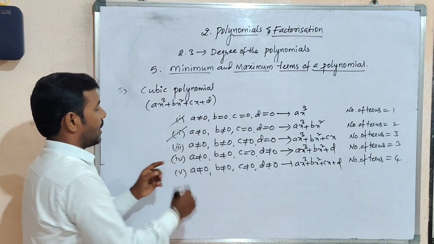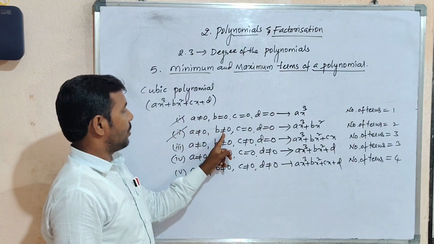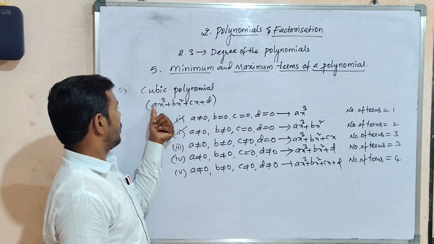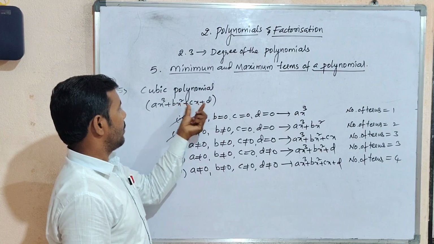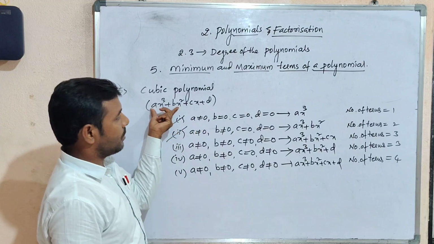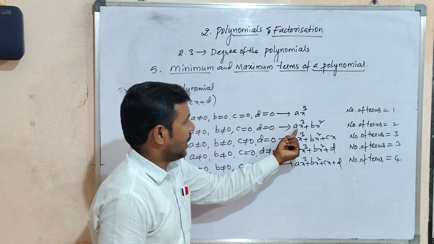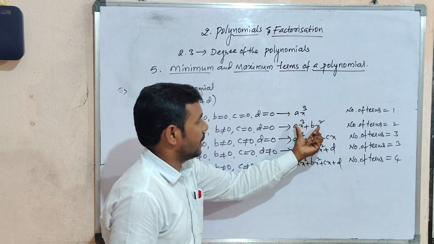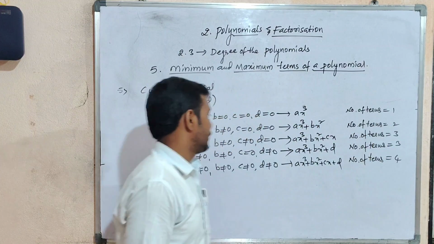Let us go with the second case. A not equal to 0, b not equal to 0. The remaining 2 terms are 0. Nothing but what is your outcome? This is your outcome only, no? That is why ax cube plus bx square. In this, the number of terms is 2.